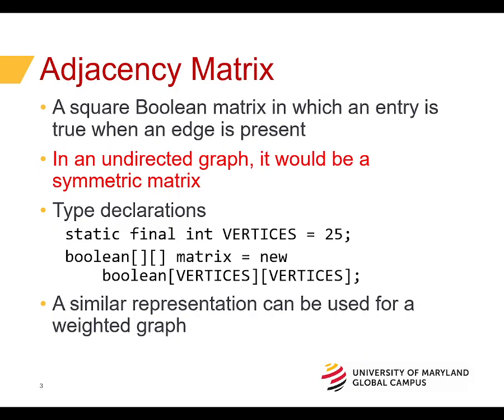In an undirected graph, it would be a symmetric matrix, one in which the value in every row column is the same as what is in the corresponding column row. Alternately, a triangular matrix could be used to avoid the duplication. Assuming the matrix is square, the type declaration would consist of a constant defining the number of vertices, together with a Boolean matrix instantiated so it has the same number of rows and columns. If the graph was weighted, a similar representation could be used. However, the type of the matrix elements would be double instead of Boolean.